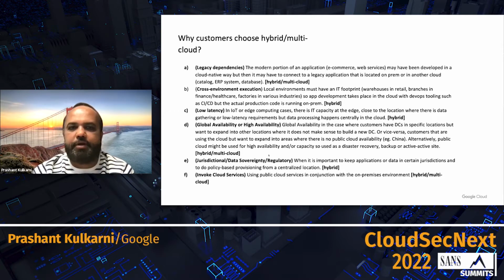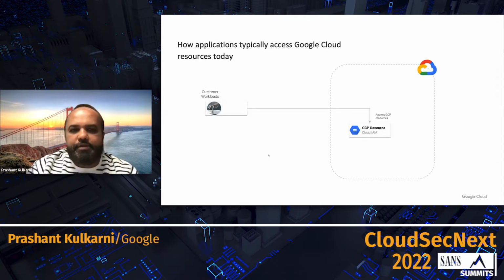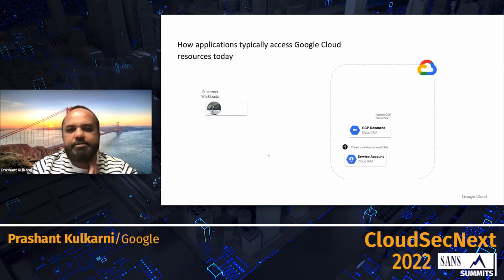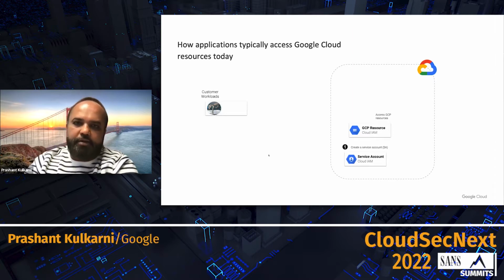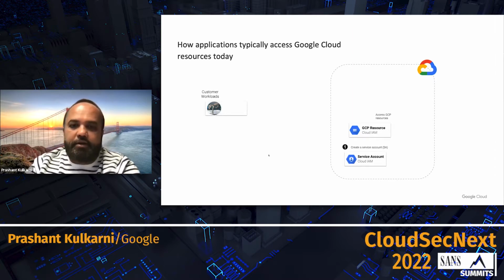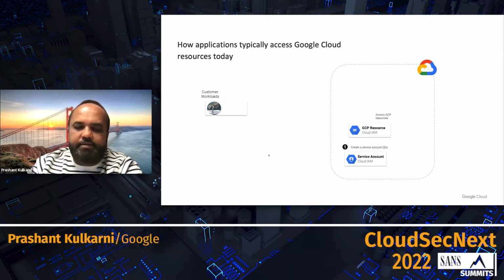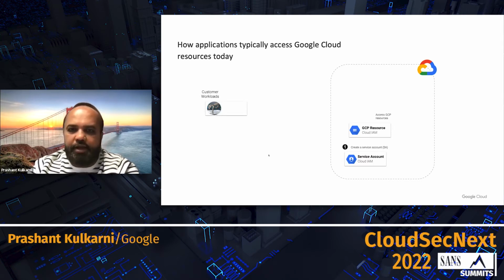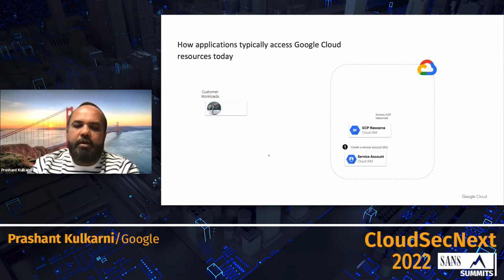Reasons to use multi-cloud. So going from this, how do customers typically access Google Cloud from either on-prem or from other clouds? On the right side, you see a Google Cloud project that has a boundary. Within Google Cloud, you have a GCP service, a resource, such as BigQuery or some other resource that has Cloud IAM access. Typically, the customer creates a service account. As you know, a service account is a fundamental entity within the Google Cloud ecosystem.